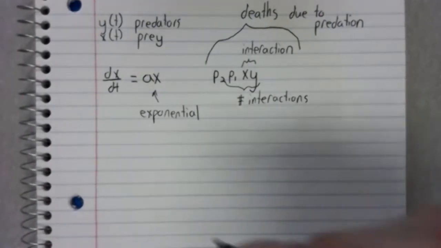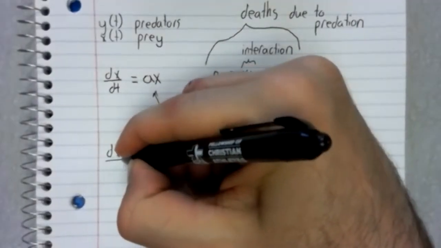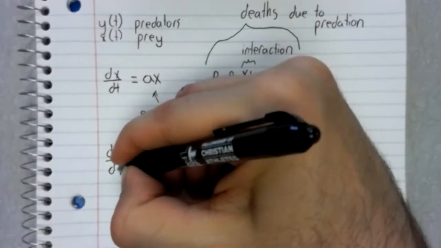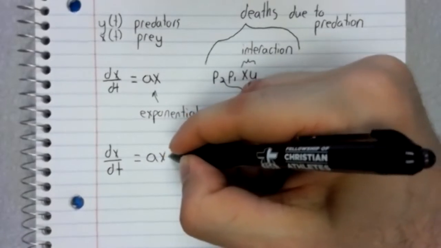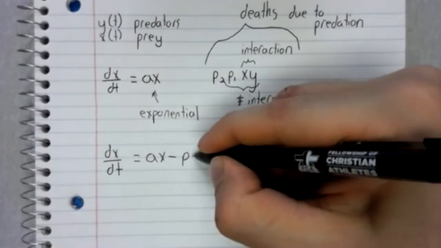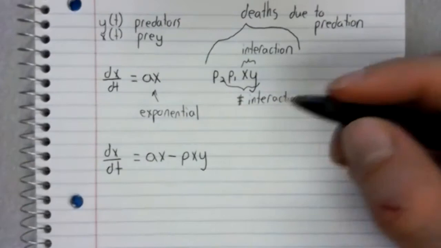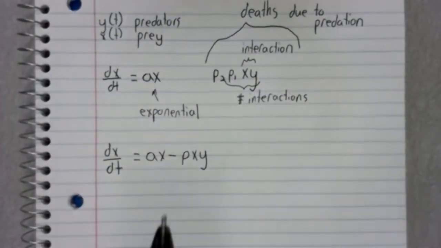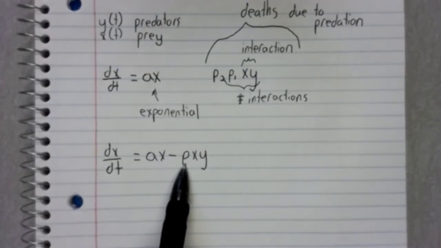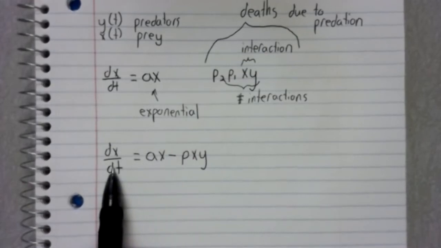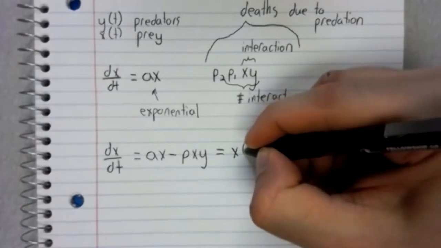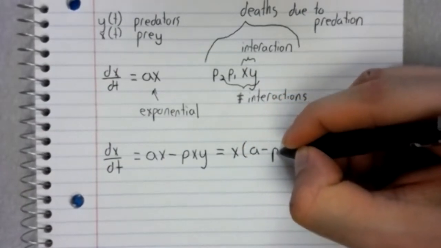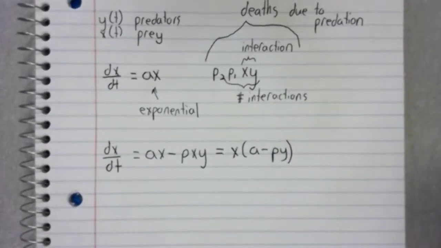We let the time interval we're looking at go to 0 to get to the first equation in the Lotka-Volterra model. We're subtracting because this predation term is driving down the number of prey animals. This is classically written with this common x pulled out.